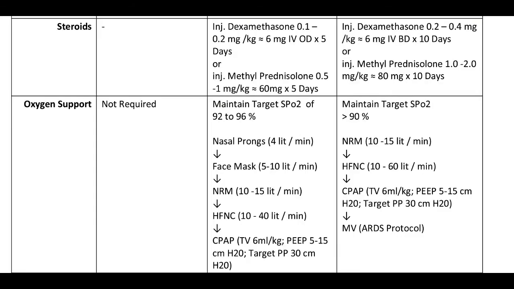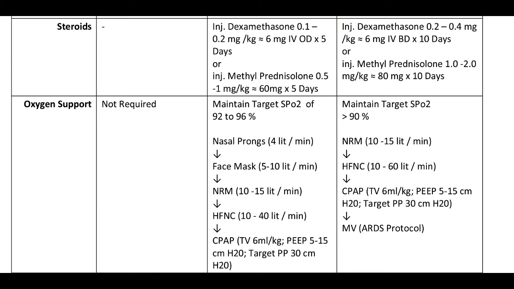And coming to steroids, in mild disease, steroids are usually avoided. In moderate and severe disease, we give injection dexamethasone 6 mg IV once daily for 5 days, or injection methylprednisolone 0.5 mg to 1 mg per kg, that is 60 mg, for 5 days.